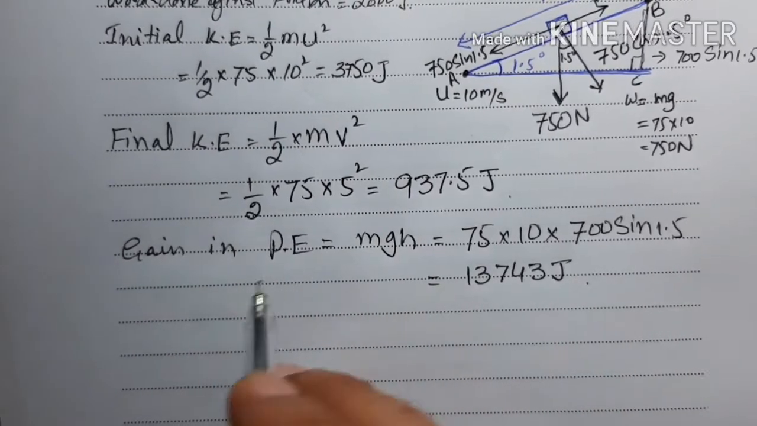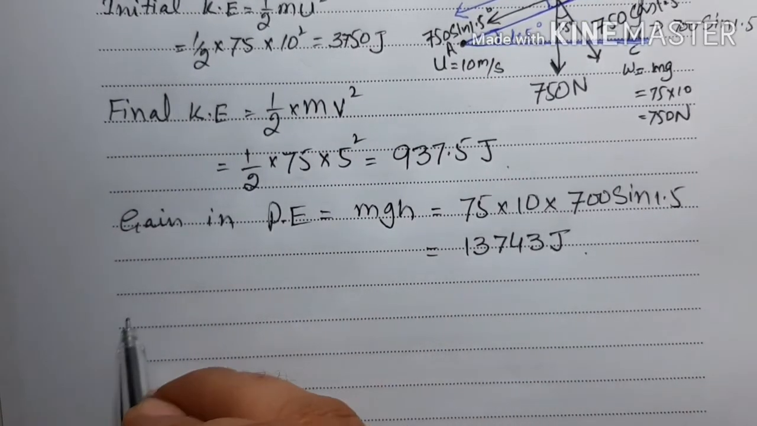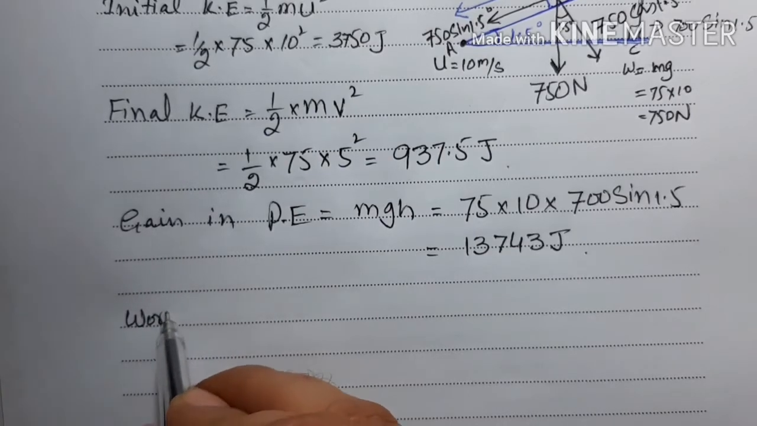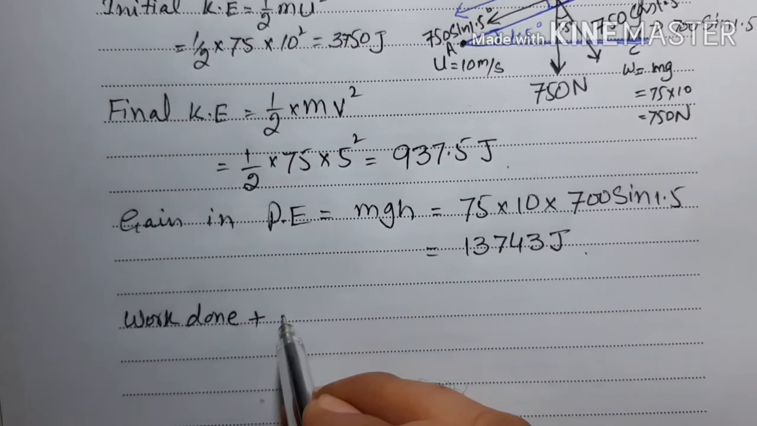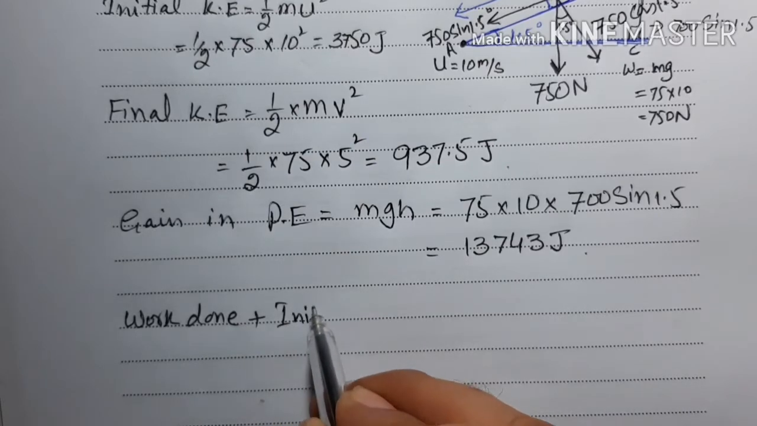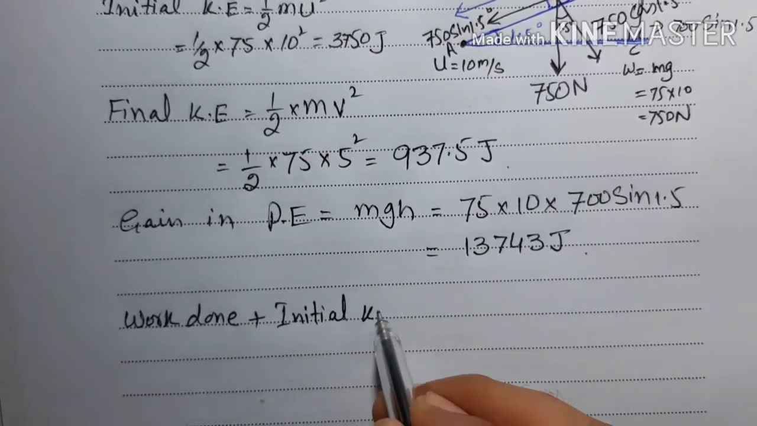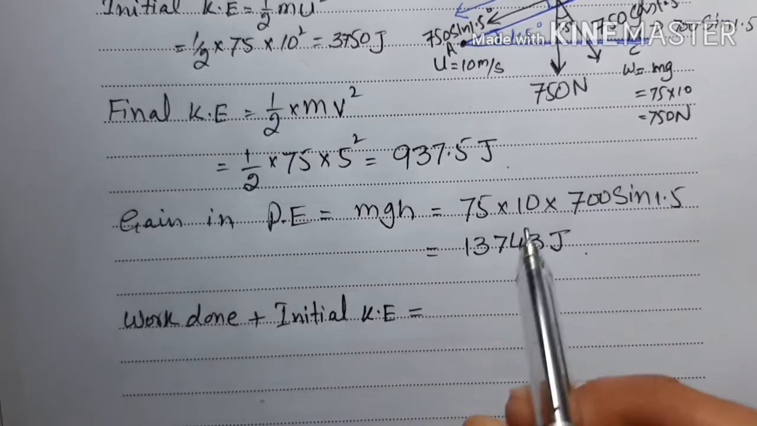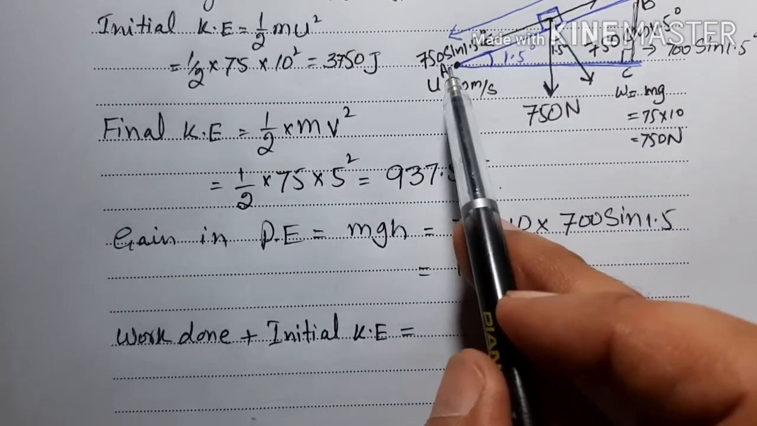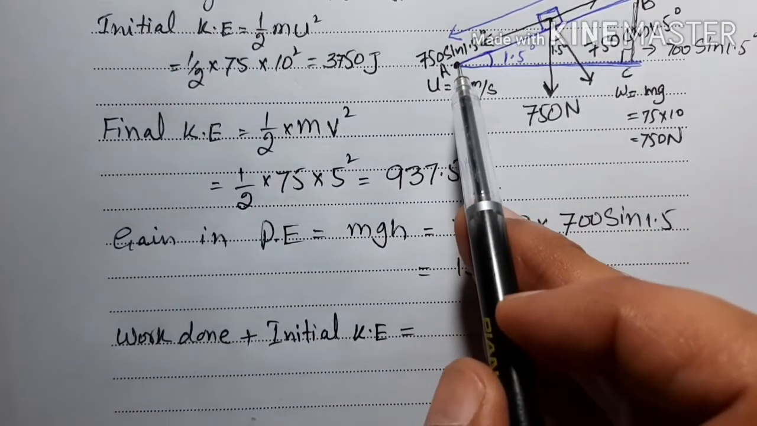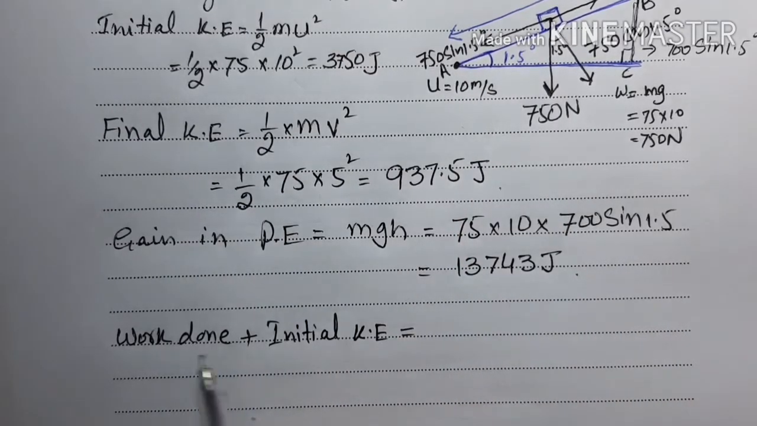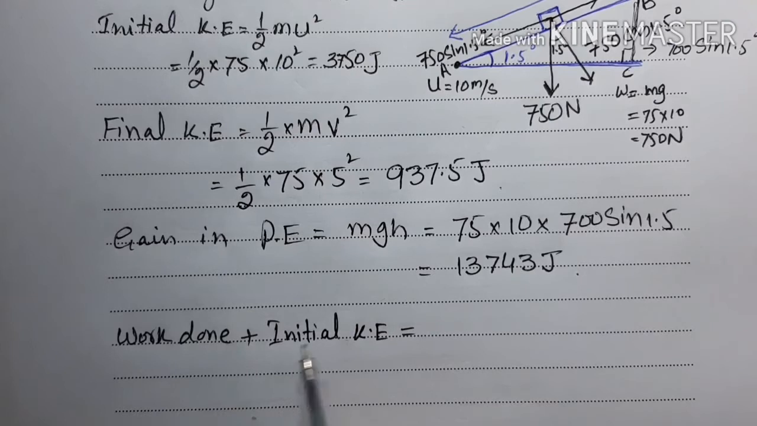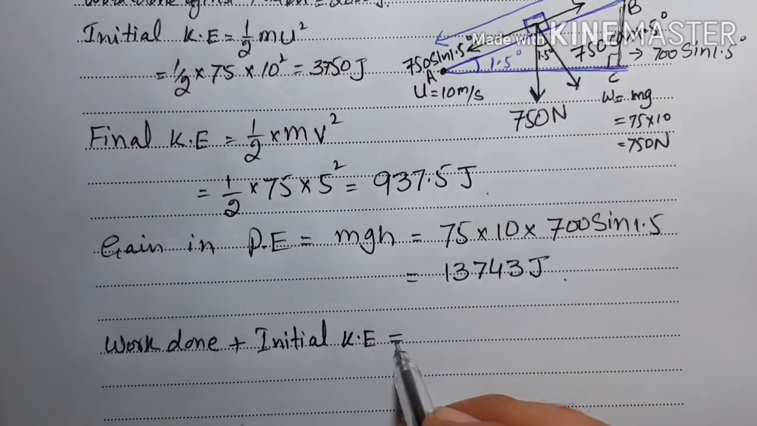Those will be work done plus initial kinetic energy. So from this, at this point, the cyclist got some initial kinetic energy and started work done. So that's why I added them. Work done plus initial kinetic energy.